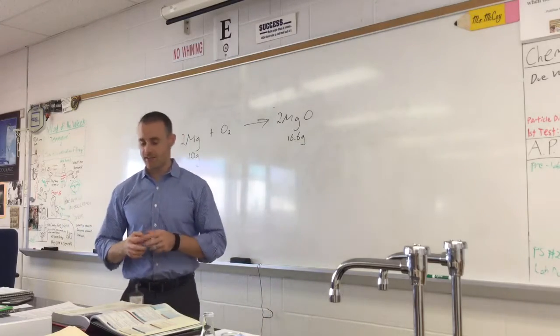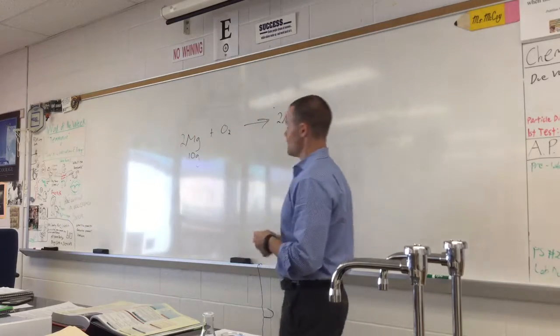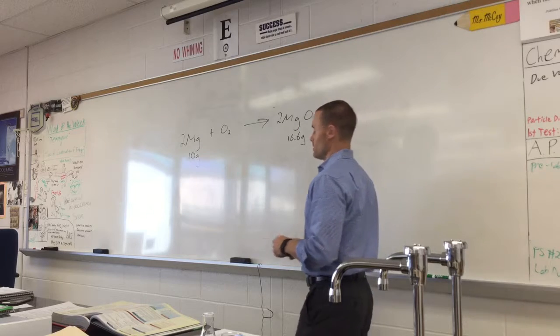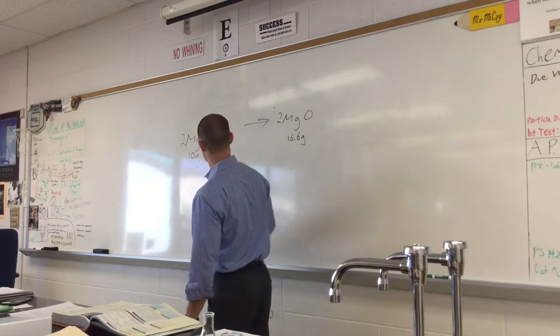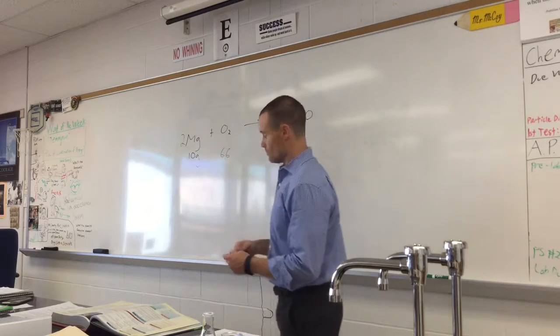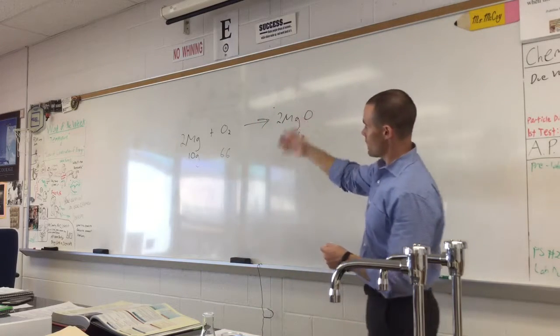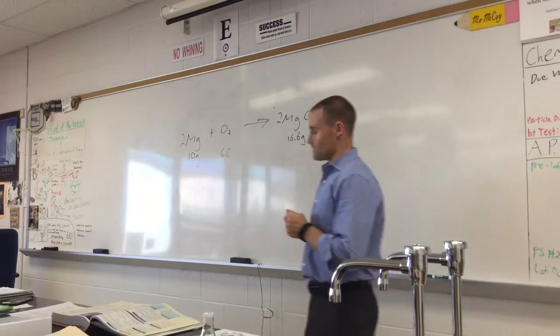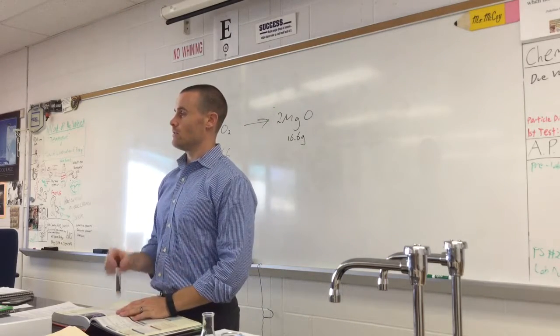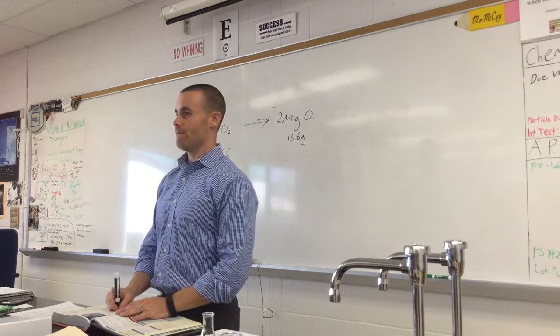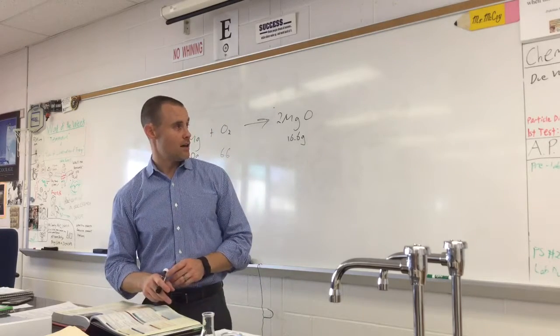If the product is 16.6 and magnesium is 10 grams, 6.6 would be the grams of O2. Again, conservation of mass, reactants equal products, so that's 16.6 on both sides. Questions on those? Okay, so that's number 8 there.